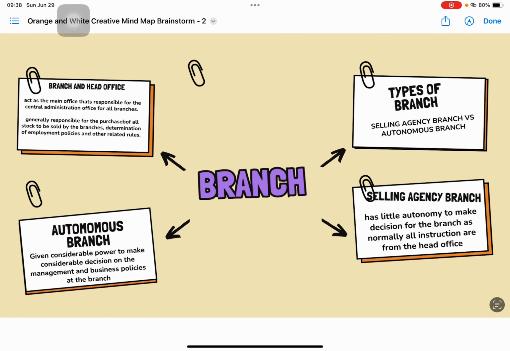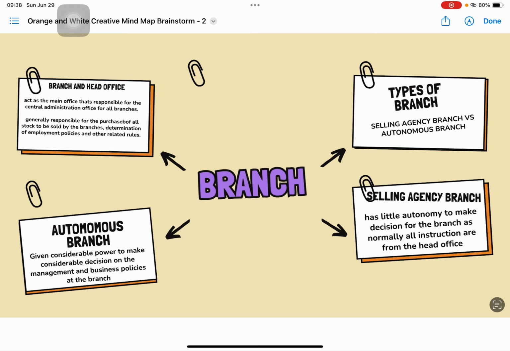For the next one is the branch. We have a selling agency branch or autonomous branch. Okay, what is a branch? Branch and head office. Firstly, the head office acts as the main office that is responsible for the central administration office for all branches. It is generally responsible for the purchase of all stock to be sold by the branches, determination of employment policy and other related rules.